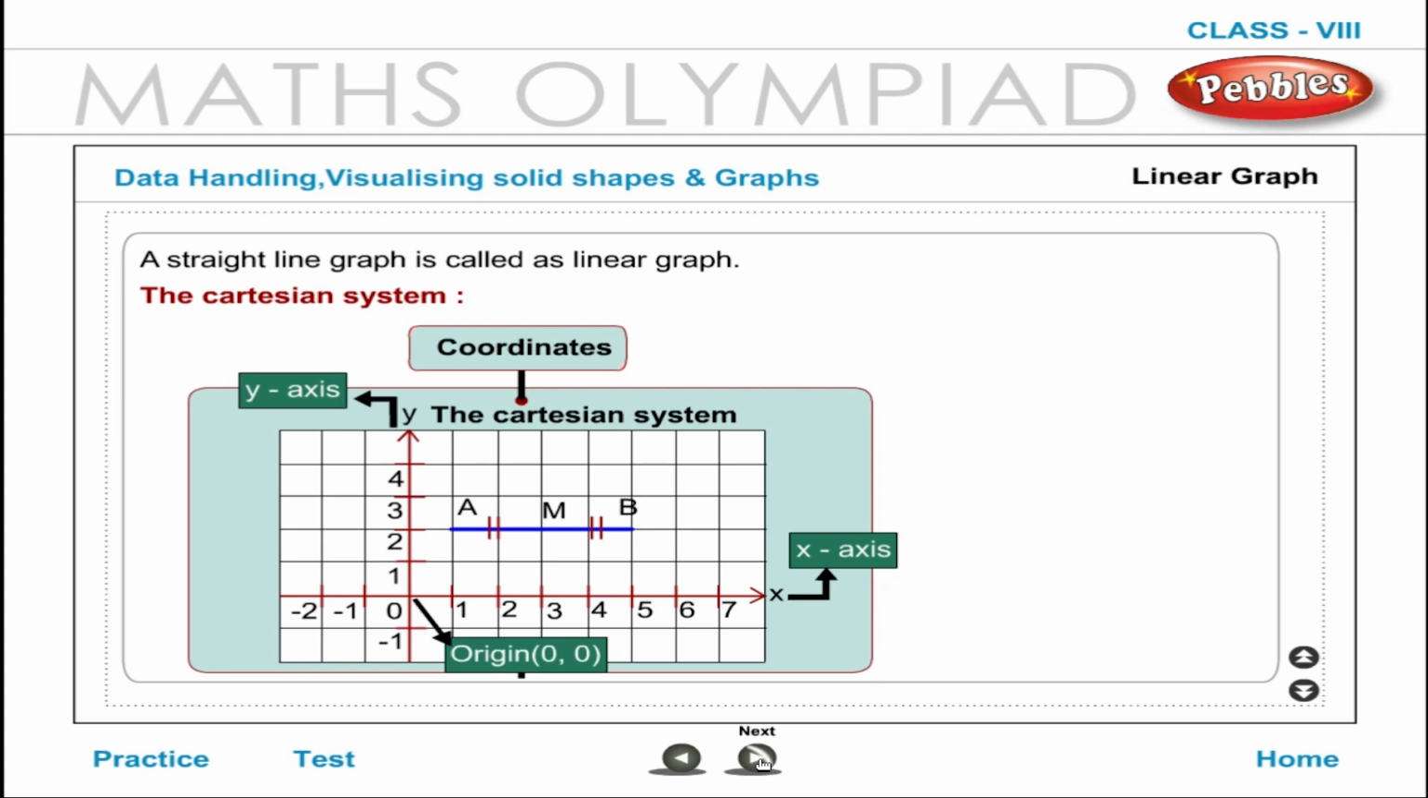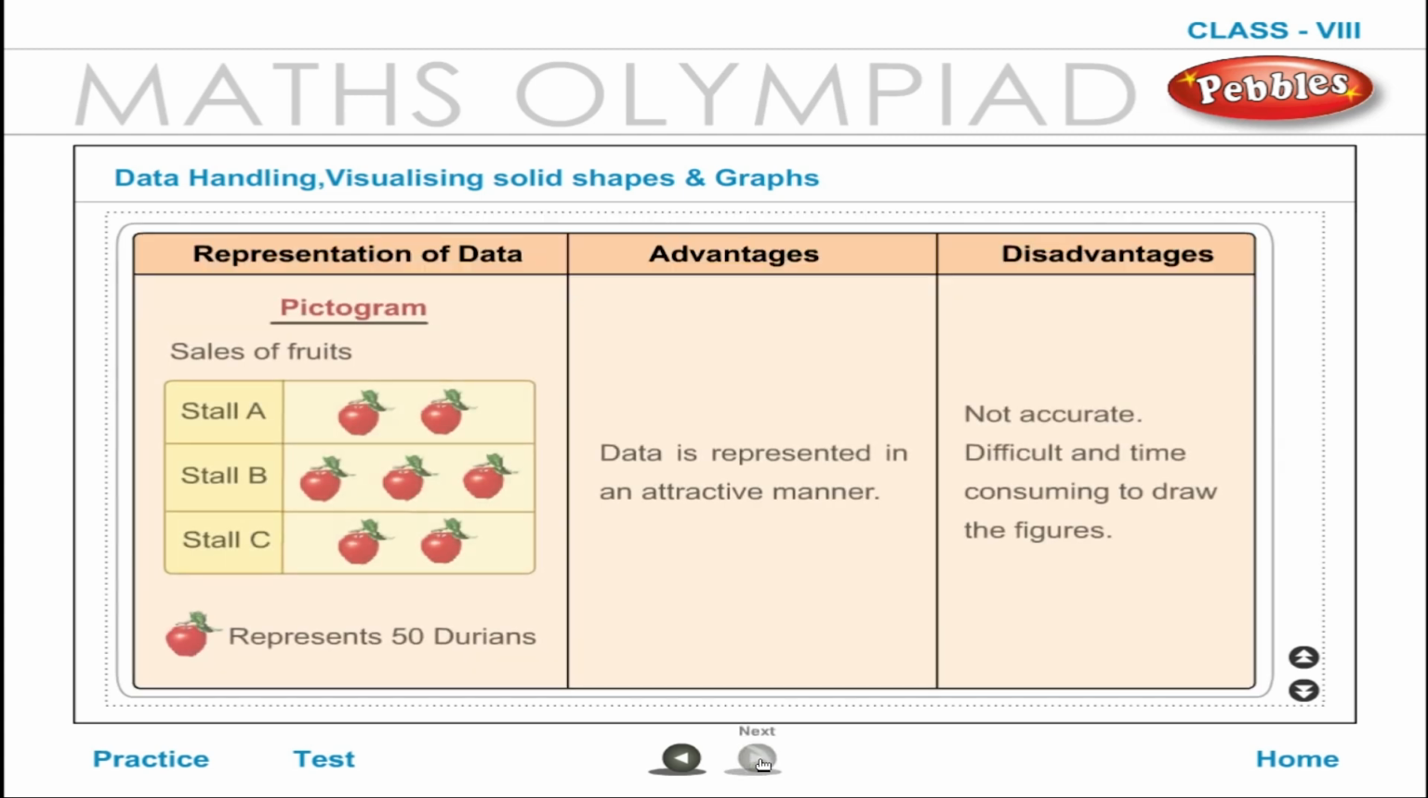The Cartesian system. Advantages and disadvantages of various graphs are given in the table.